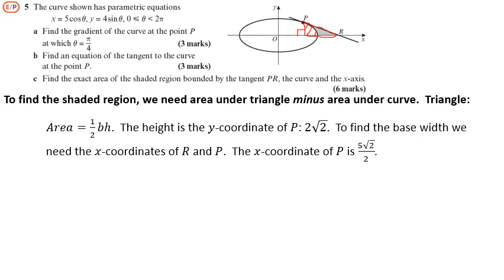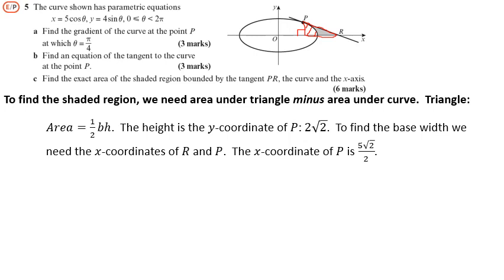So you can just read that off from your working for part B. As long as you've made that clear and you've labeled things, that saves you a lot of time. To find the base width, that's going to be a combination of the x-coordinate at R and the x-coordinate at P. We'll need to subtract one from the other because we're just looking for that distance from P to R horizontally. We've already got the x-coordinate of P. Again, that was from part B.